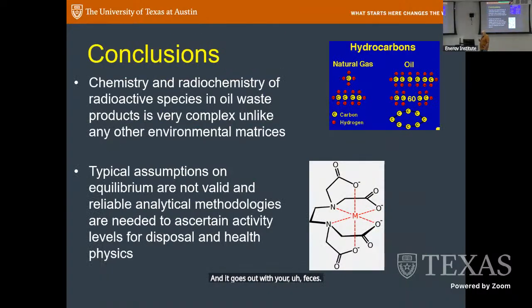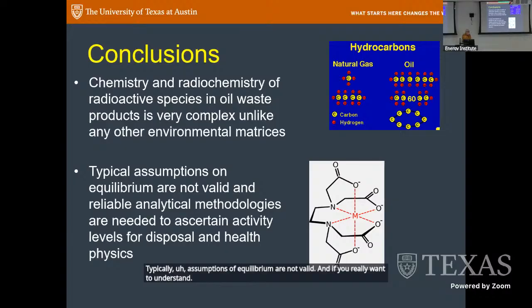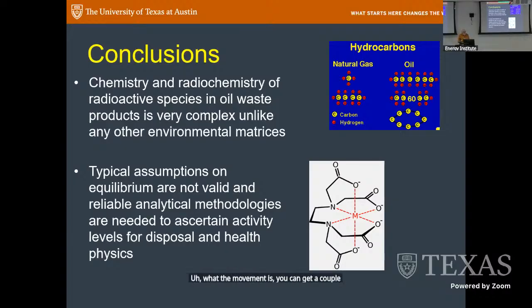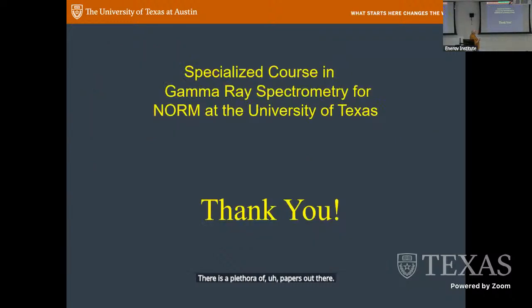In conclusions, the chemistry and radiochemistry of radioactive species in oil waste products is really horrifically complex. You don't have only the hydrocarbons and the gas and oil, but you have the radioactivity, which is part of it as well. Typical assumptions of equilibrium are not valid. And if you really want to understand what the movement is, you can get a couple of very good theses and PhD dissertations out of there. There's a plethora of papers out there dealing with this right now.